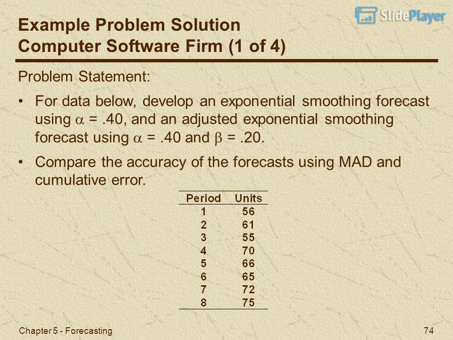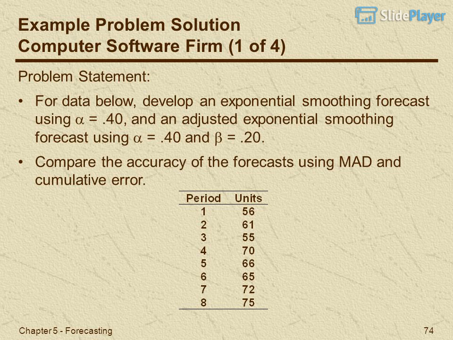Example problem solution, computer software firm, 1 of 4. Problem statement. For the data below, develop an exponential smoothing forecast using alpha equals 0.40, and an adjusted exponential smoothing forecast using alpha equals 0.40 and beta equals 0.20. Compare the accuracy of the forecasts using MAD and cumulative error.